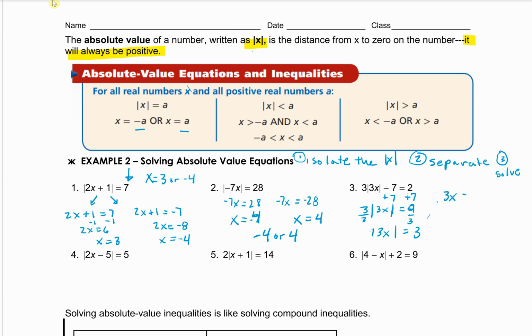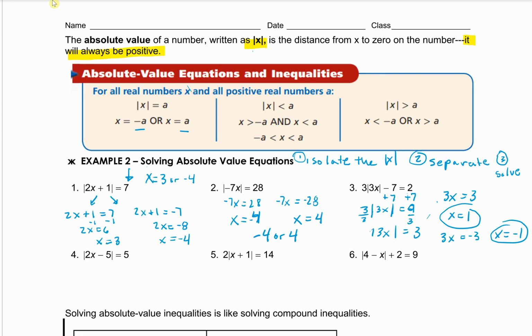So I'm going to get 3x equals 3. So that means x equals 1. Or I'll have 3x equals negative 3, which means x equals negative 1. And again, I have 2 answers. I could do some more of these, but these all basically work the same way. I hope you get the idea of what's going on.